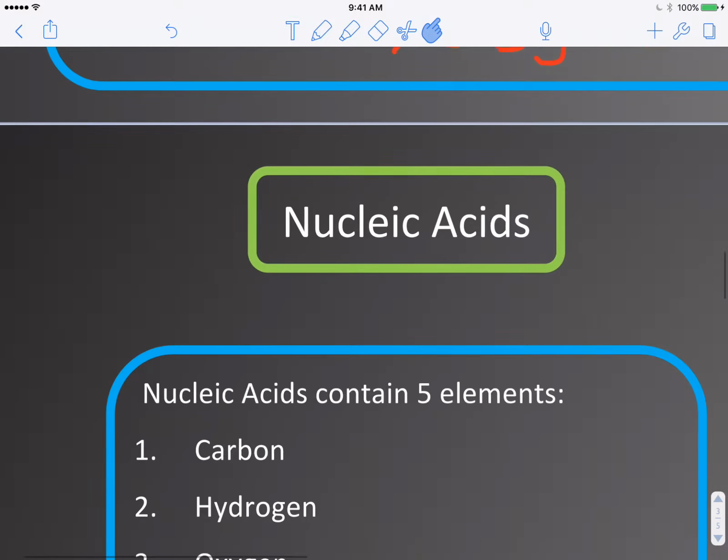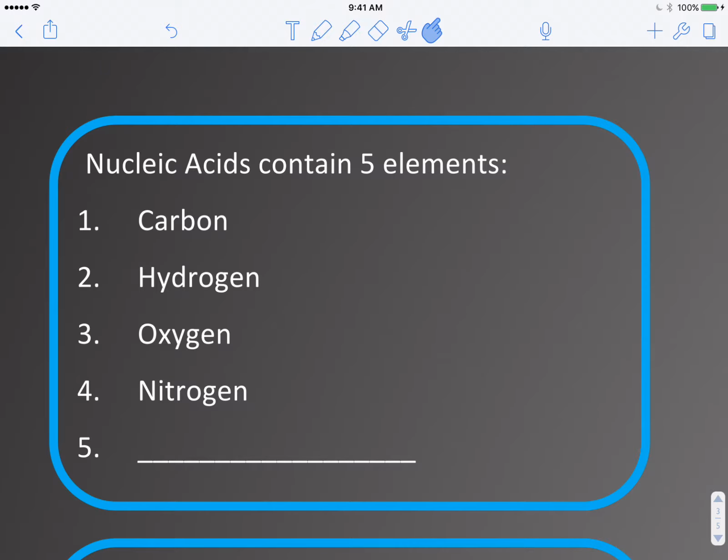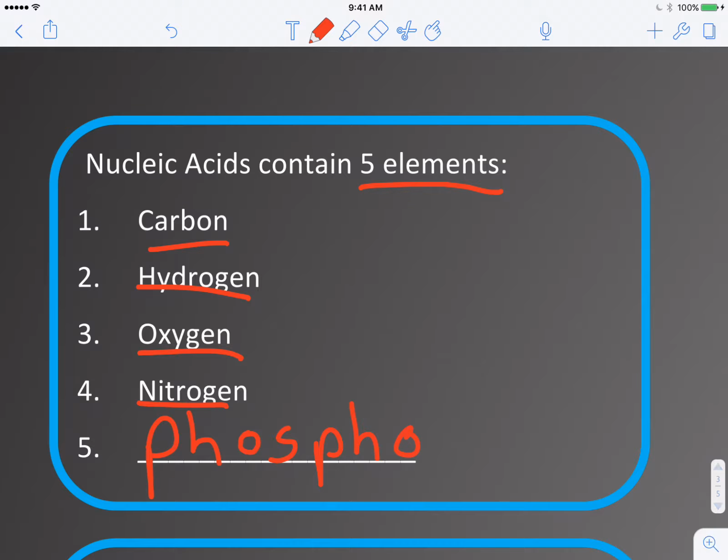Okay, so nucleic acids contain five elements. There's carbon, there's hydrogen, there's oxygen, there's nitrogen, and now there's also phosphorus. These should all look familiar to you. Carbon and hydrogen, we found those to be in our carbohydrates. Oxygen came when we added lipids to our macromolecule list. We added nitrogen when we started talking about proteins, and now finally we're adding phosphorus.